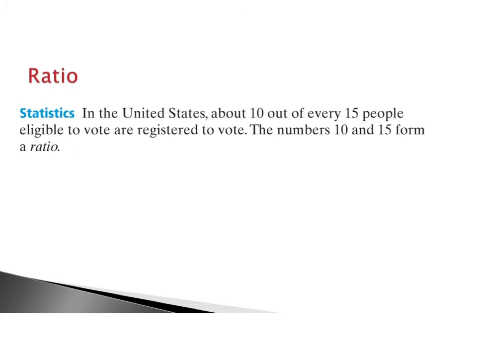So when we're looking at ratios in text format, here's a quick little example that says in the United States, about 10 out of every 15 people are eligible to vote who are registered to vote. If we wrote this as a ratio, we could write this as 10 divided by 15, which again will simplify down to 2/3. So I can say 10 out of every 15 people, or I could say 2 out of every 3. I could have written that as 10 to 15, which again will simplify down to 2 to 3.